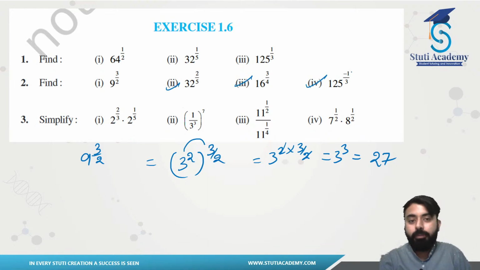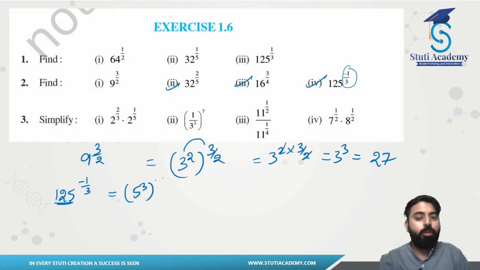Similarly, you can do this one, you can do this one, and you can even do this one. But before you attempt this, just make the power positive, or that does not matter. You can even do this later on. See, I have 125 whole power 1 by 3, negative 1 by 3. So can I write 125 like this? 5 cube whole power negative 1 by 3.